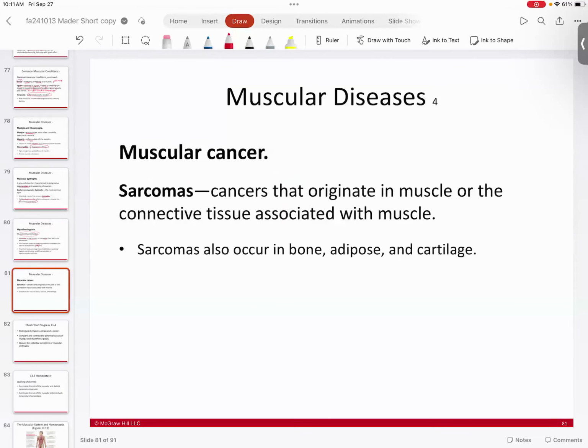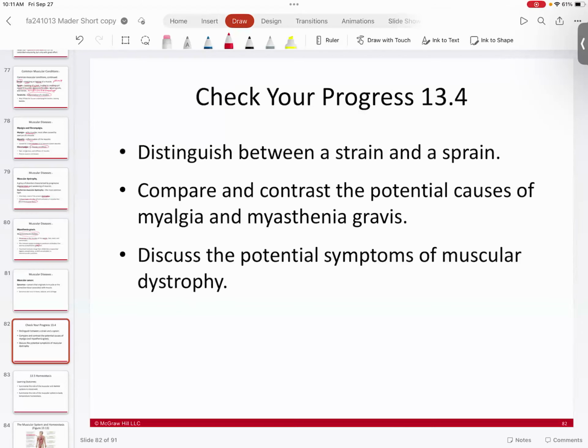Of course, then we have muscular cancer. Sarcomas are cancers that originate in the muscle. They can also occur in bone, adipose, or cartilage, but oftentimes they occur in the associated musculature as well.